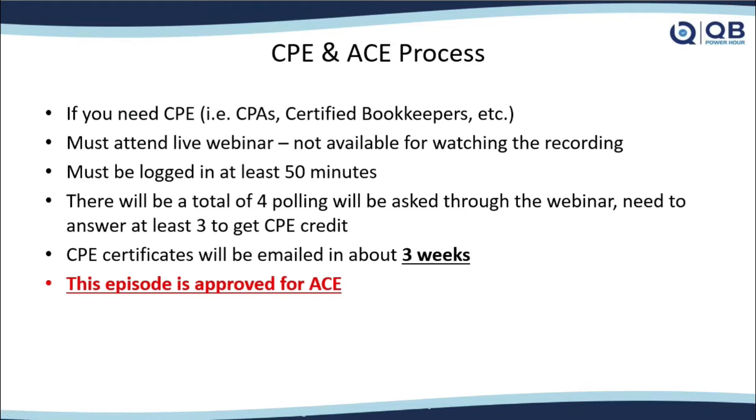Okay, so if you are attending live and you're a CPA, a certified bookkeeper, or an advanced pro advisor, you would get an email within 3 to 4 weeks with a certificate that says you attended. This will count as CPE or ACE credit. You must attend it live. Only live people get the CPE credits. You must be logged in for at least 50 minutes, and you have to answer a total of 3 polling questions. I usually ask about 4, just in case you miss one in the process. I ask one at the very beginning, one towards the end, and two somewhere in the middle.